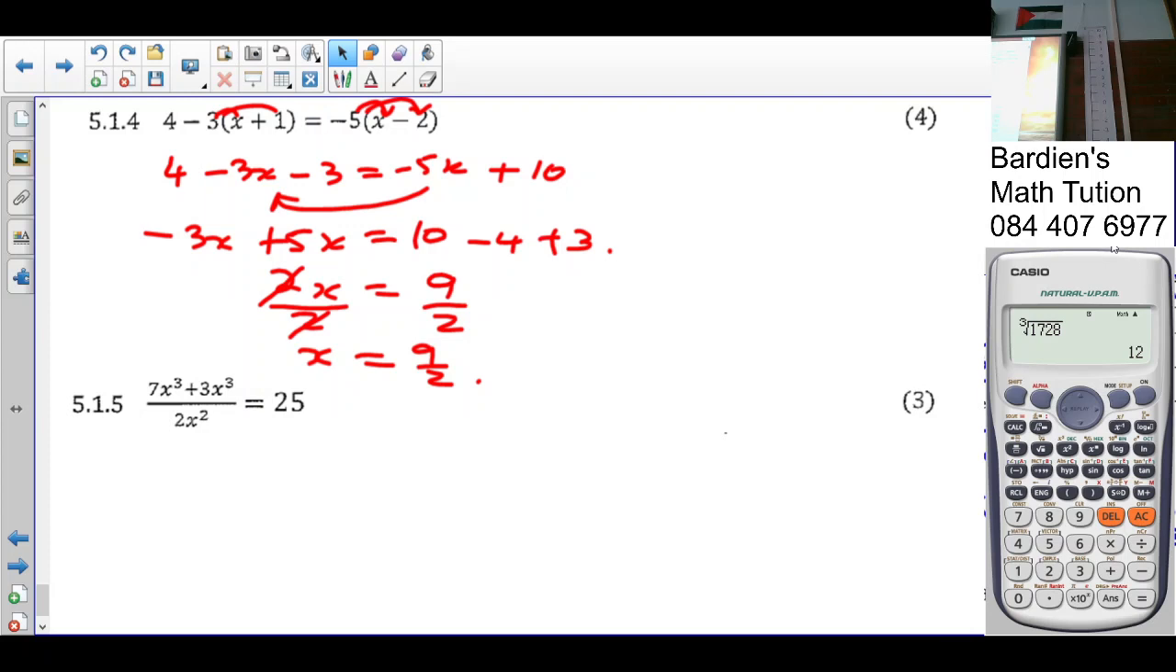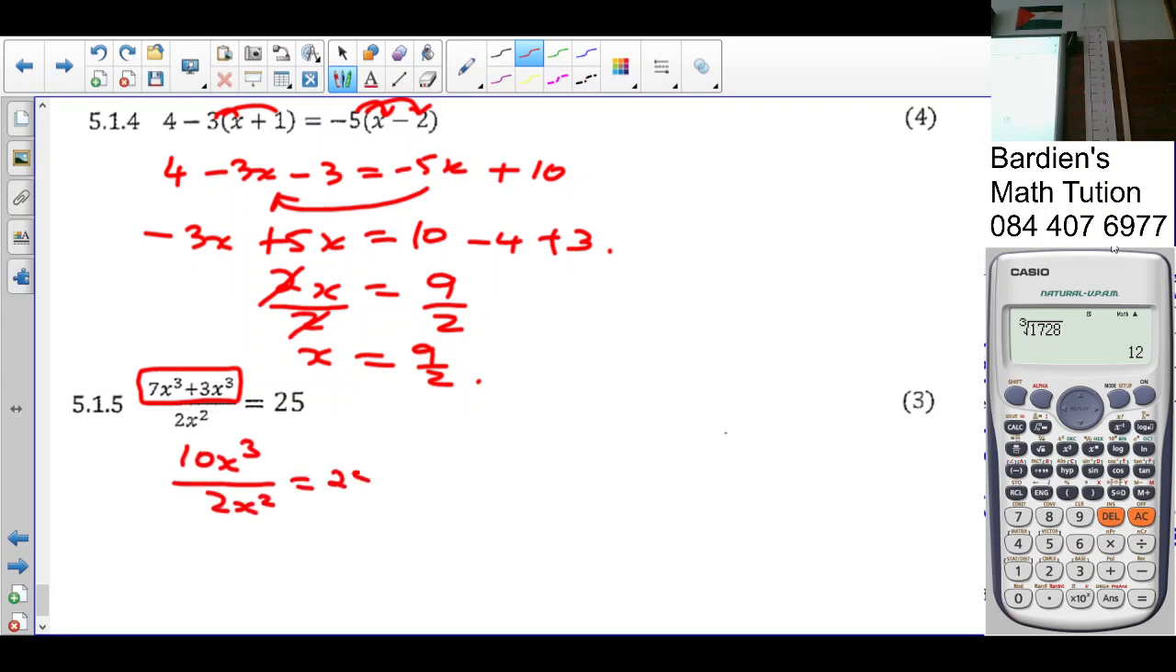Does nobody have an idea what to do? Okay, if we look at the sum here, what do you notice in the numerator? Same. So what is 7x cubed plus 3x cubed? 10x cubed over 2x squared equals? Now what?